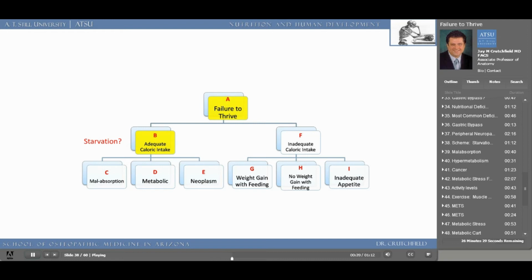A patient who is eating a normal or even supranormal amount of calories but continues to lose weight is suffering from malabsorption, from something like Crohn's disease or celiac sprue, or perhaps even short bowel syndrome from surgery where they've had a lot of their intestines removed. Maybe they have cancer or lymphoma and they're in a hypermetabolic state. The scheme isn't perfect here because neoplasm and hypermetabolism sort of go hand in hand.